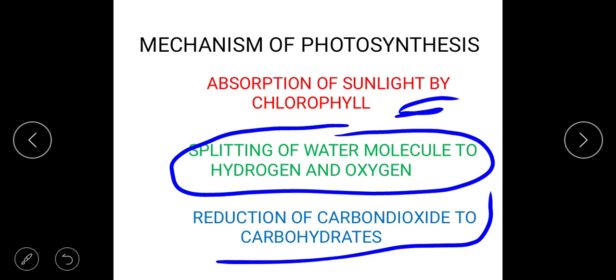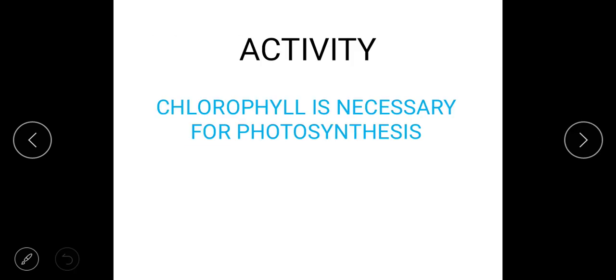Then comes the splitting of the water molecule into hydrogen and oxygen. At the same time when the sunlight is being absorbed by the chlorophyll, the water molecule splits. The energy which is evolved is then used in the conversion of CO2 to carbohydrates, which is glucose. Later on it gets stored in the form of starch.